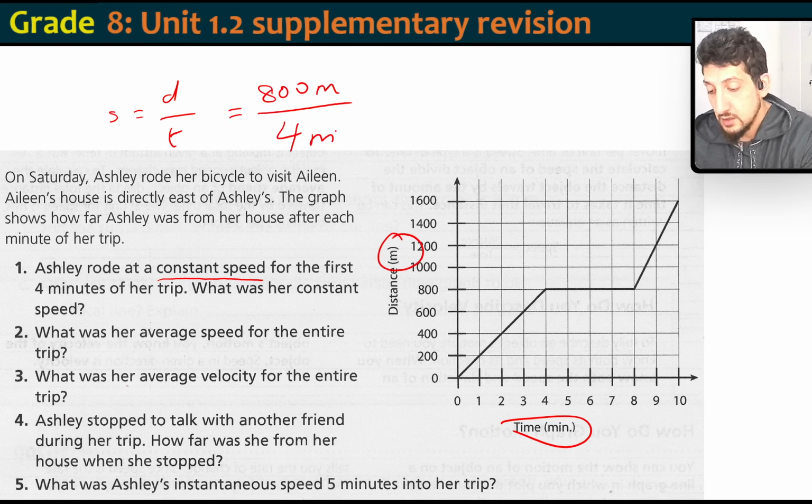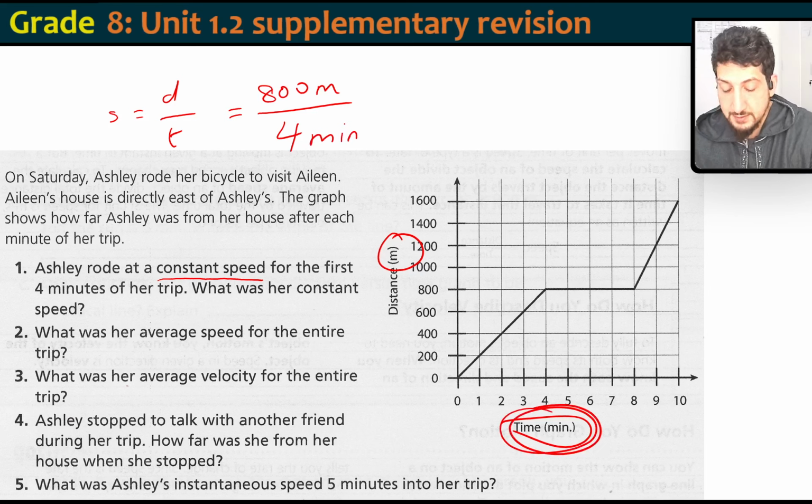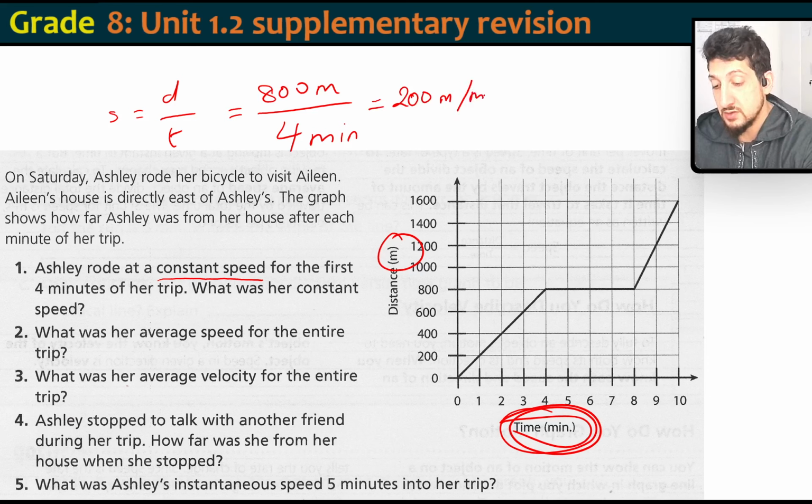Why is it per minute? Because it says it right here. Now, normally, speed would be meters per second, but over here they've got it in minutes. So we've got 200 meters per minute. Make sure you've got the units right.